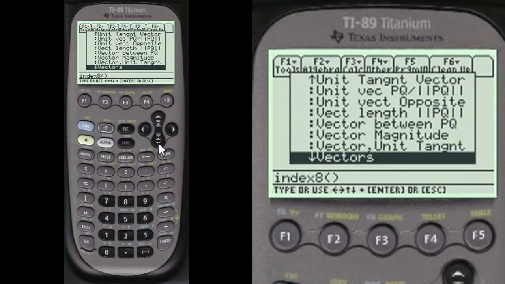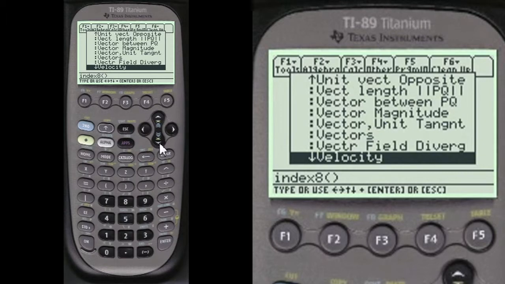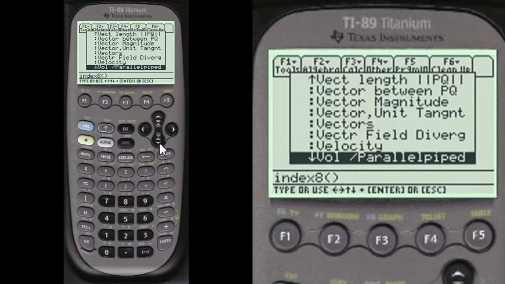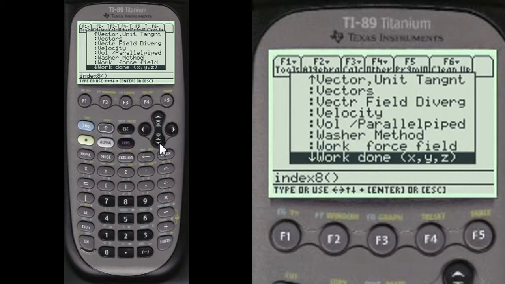u substitution, unit tangent vector, unit tangent of PQ with the divided by the magnitude, which is PQ. That's those two lines there on each side of the PQ. Unit vector opposite, vector length, vector between P and Q, vector magnitude, vector unit tangent, and vectors, which is taking 2 or 3 vectors and finding the angles of those vectors, etc.